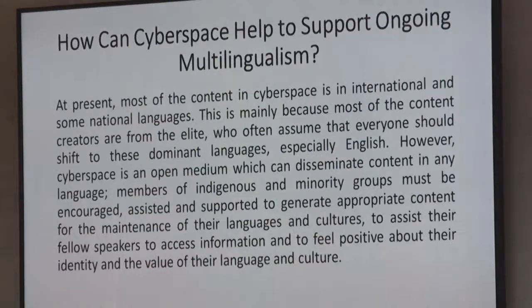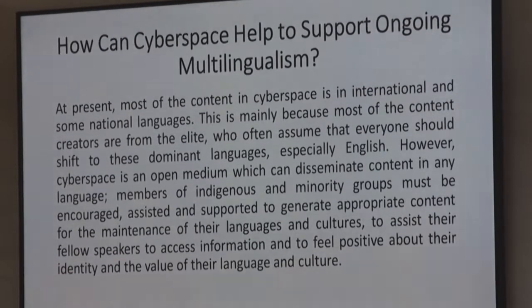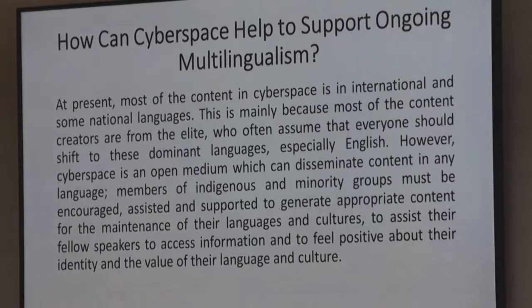Next slide, please. So how can cyberspace help to support multilingualism? Unfortunately, most of the content in cyberspace now is in international and major national languages. This is because the content creators are from the elite, who assume that everyone should shift to these dominant languages, especially English. But cyberspace is an open medium which can disseminate content in any language. So members of indigenous and minority groups must be encouraged, assisted, and supported to generate appropriate content for the maintenance of their languages and cultures, to assist their fellow speakers to access information, and to feel positive about their identity and the value of their language and culture.